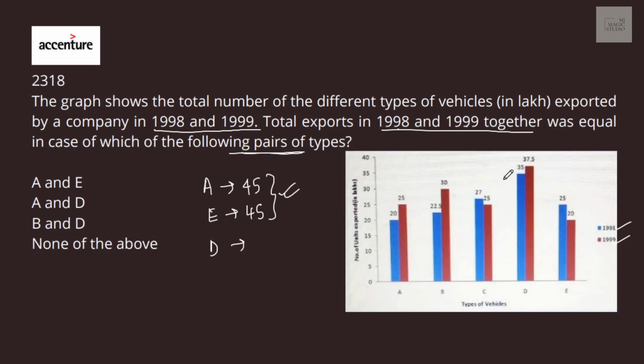Let us see for D. D is far more, 35 and 35, that is 70, 72.5. And B is 30 and 22, that is 52.5. Obviously A and E are the same. The question which is asked, A and E, we will go with option A, and that is the answer for both A and E. It is 45 lakh units in both years combined.